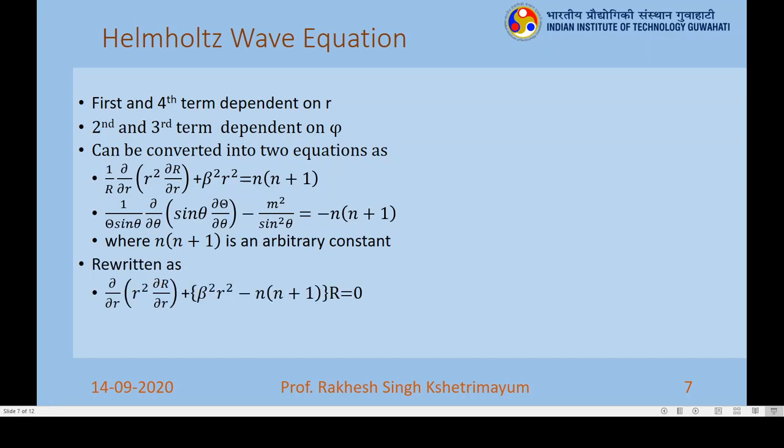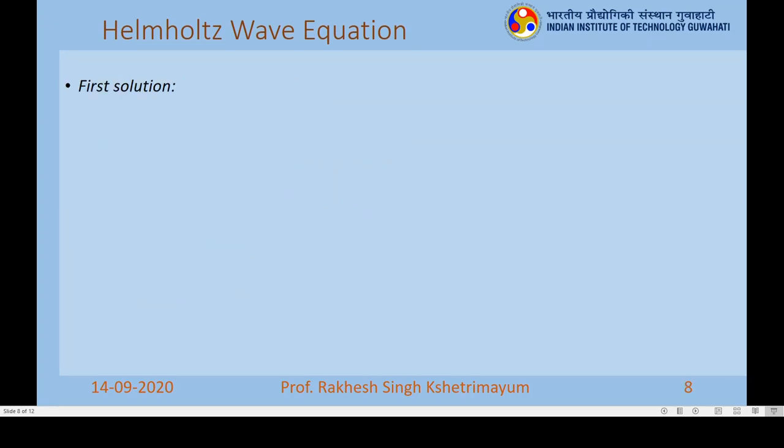So now I can rewrite this equation by multiplying by R and transferring this term to the left hand side. This is the equation we are getting. This equation is the spherical Bessel's equation. Spherical Bessel's equation, you know, will have two solutions. Let's discuss the first solution.